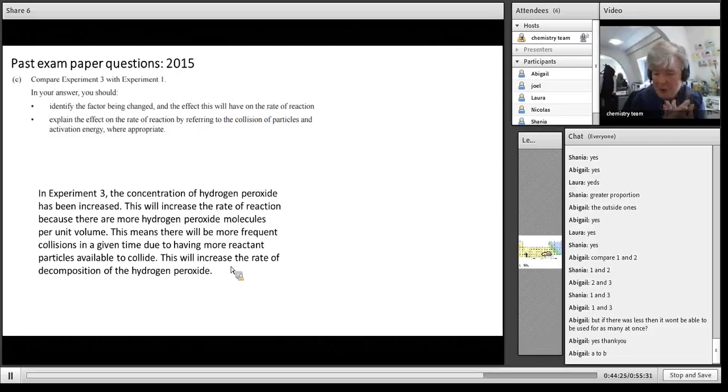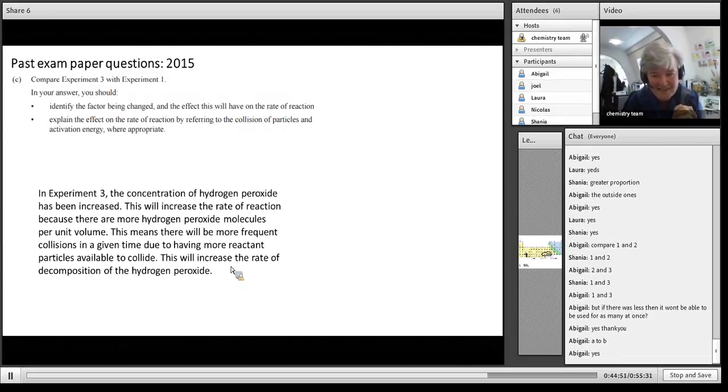Now increase the surface area only works for a solid. You can't increase the surface area of a gas. So don't ever say, when they say, suggest another way of increasing the rate of reaction and you've mixed two gases, don't say increase the surface area, because can you see that that's not going to work?